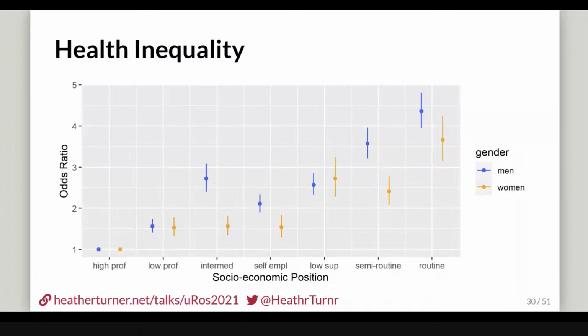And so we can see the general trend of increasing odds ratio as we go to the more manual and more routine classes. But we do see some differences between men and women. The odds ratio is higher for men, in particular in classes such as the intermediate class, the semi-routine and the routine class, perhaps indicating that they're more likely to take on manual work in these classes, which has an effect on their health.